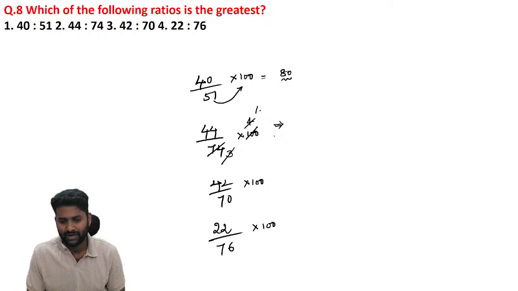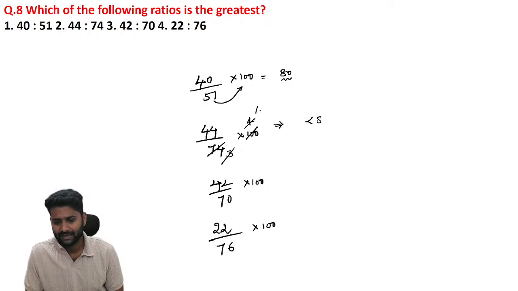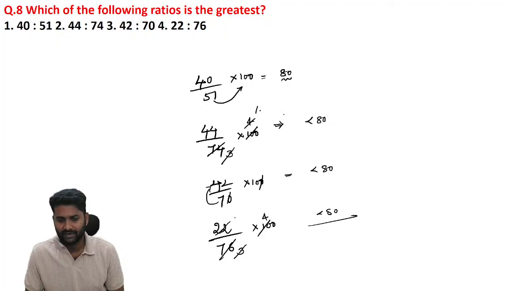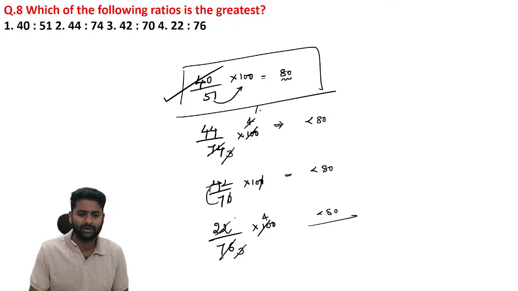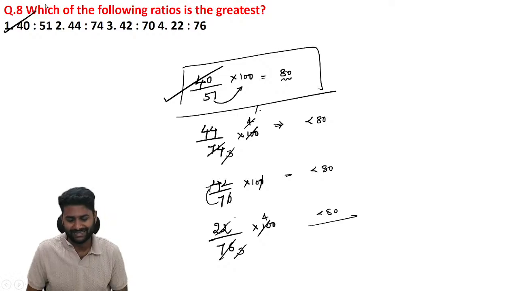44 into 1 point something is less than 80 percent. Same way, this value is less than 80. Same way, this is exactly 3 times, this is exactly 4 times, so this is less than 80. If you observe that, then approximate calculations are enough. Don't go beyond the calculation part. Approximately you can understand that the greatest fraction in the given ratios is 40 is to 51.